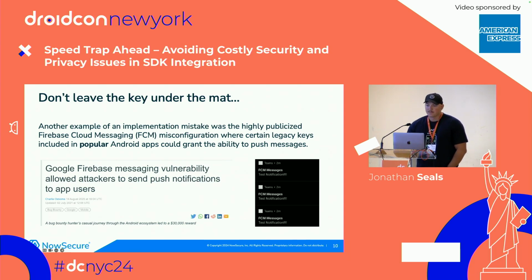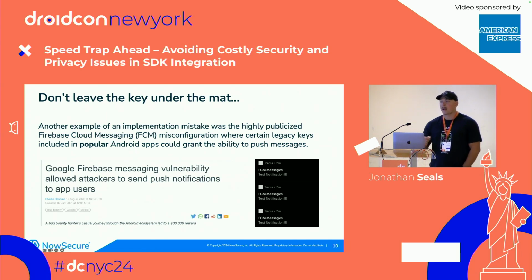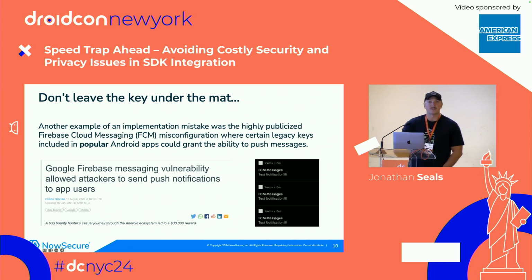Due to a misconfiguration, legacy API keys were exposed, potentially allowing unauthorized users to send push notifications to app users. This incident serves as a prime example of how small configuration errors can lead to significant security vulnerabilities. It's crucial to regularly audit and update security settings, especially when transitioning to new systems.